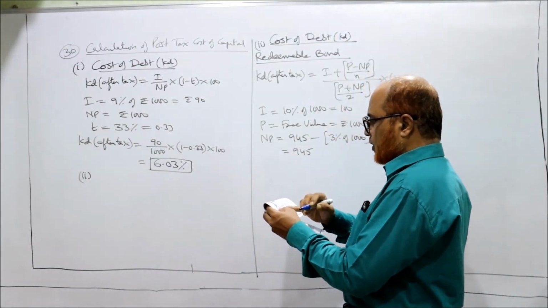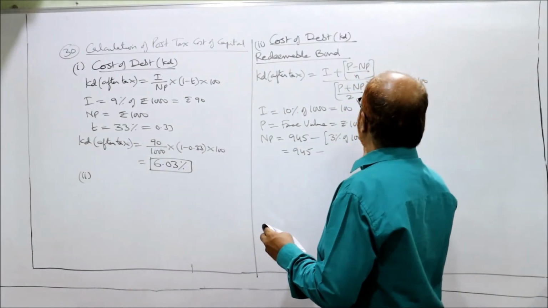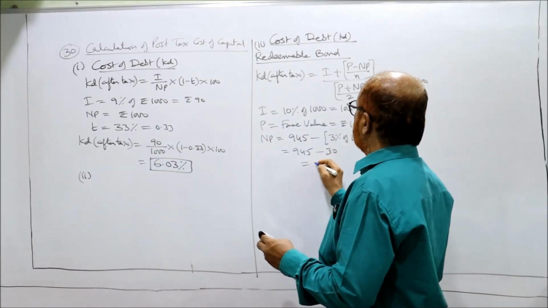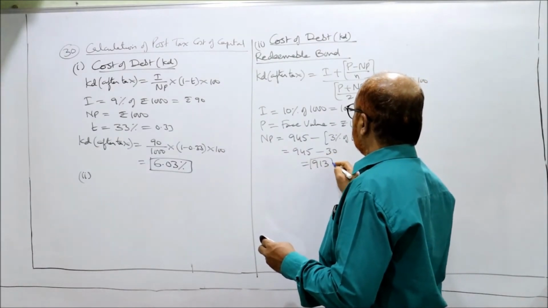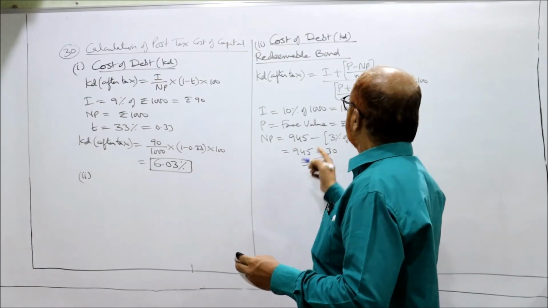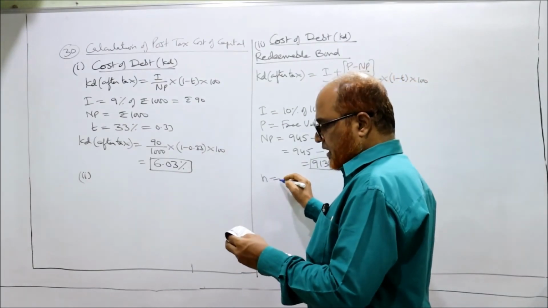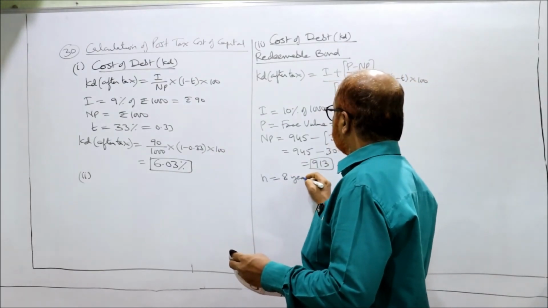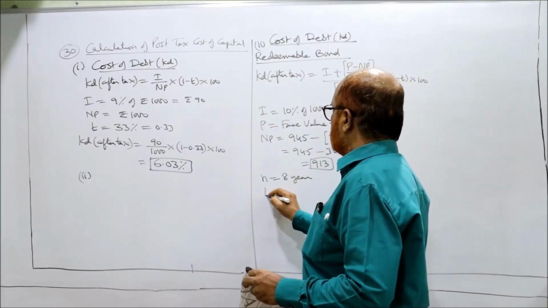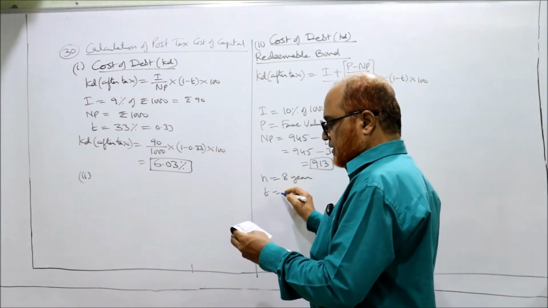945 issued at 945 minus 3%. 3% means 30 rupees, so net proceeds is equal to 913 rupees. N is equal to how many years? 8 years. Then T is equal to, the tax rate is 33%.